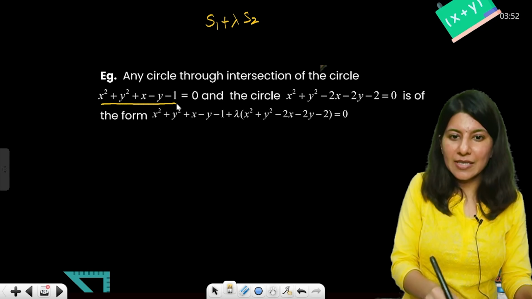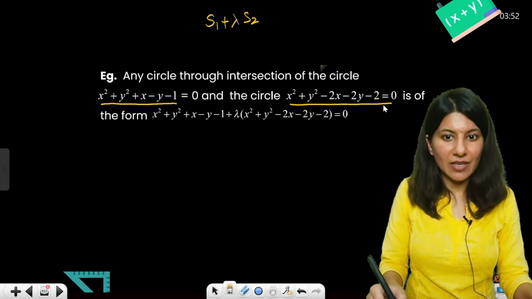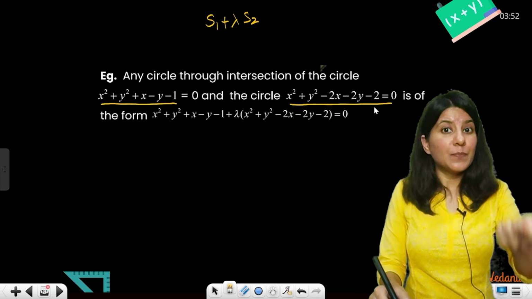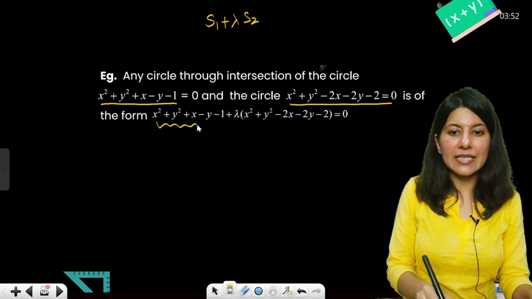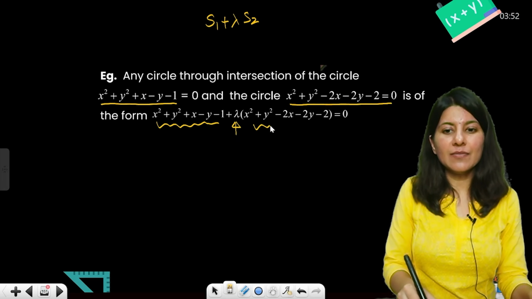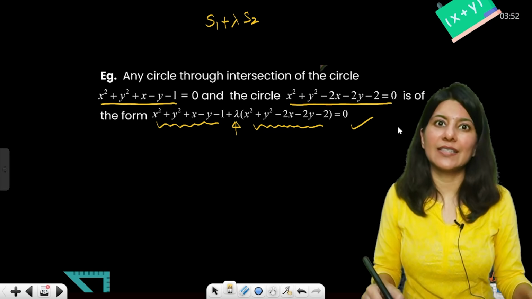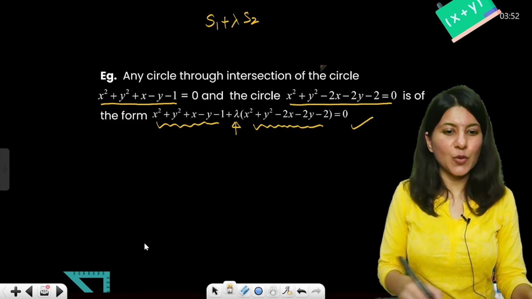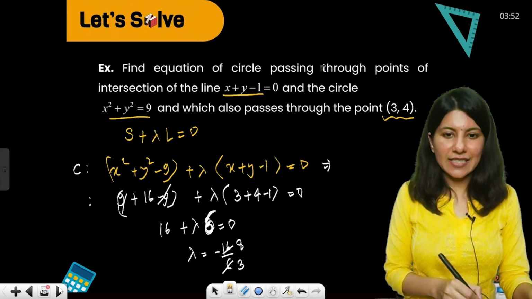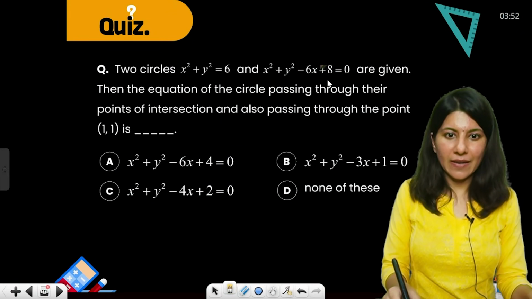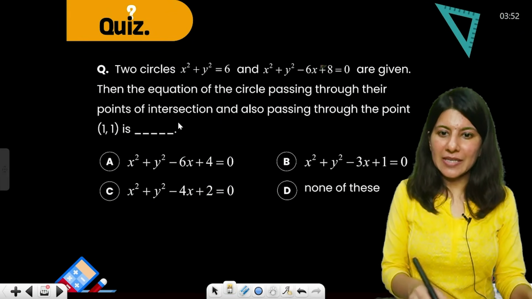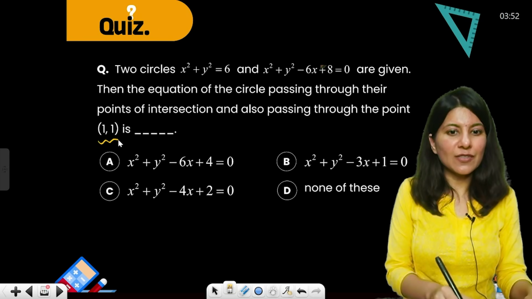Suppose circle number 1 is given and circle number 2 is given. Any circle passing through the intersection of both circles is given by S1 plus lambda times S2 equals 0. That's it. Okay, let's do one question on this as well: the equation of the circle passing through the point of intersection of two circles and also passing through (1, 1).